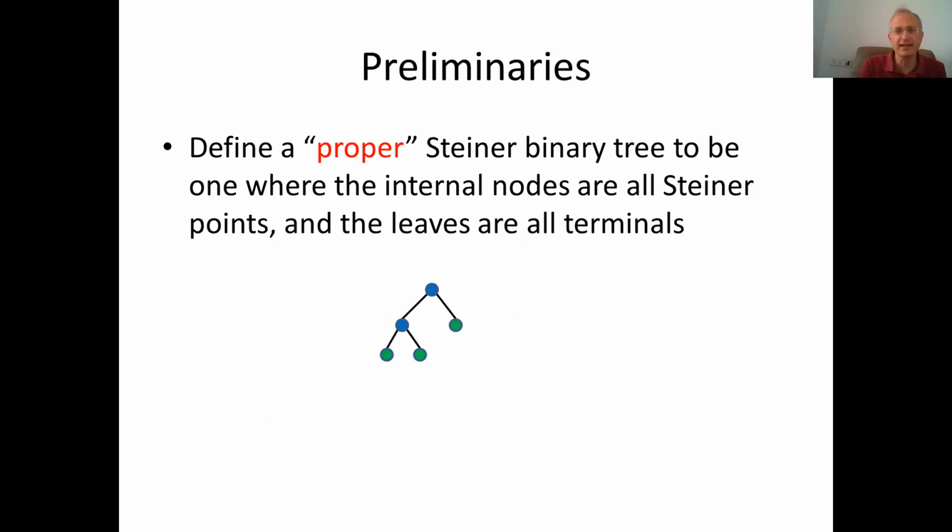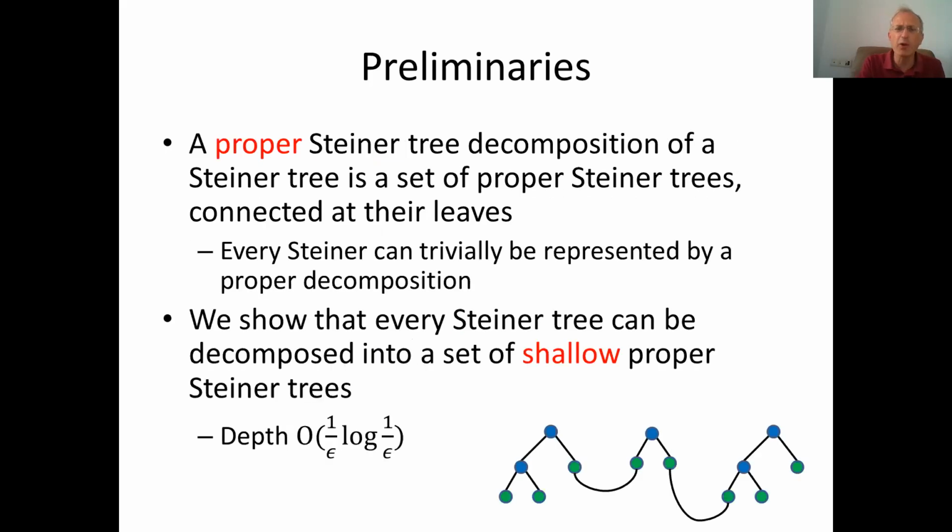And that's the following. Let's define a proper Steiner binary tree to be one where the internal nodes are all Steiner points, so here they're blue, and the leaves are all terminals. Now, a proper Steiner tree decomposition of a Steiner tree is a set of proper binary Steiner trees connected at their leaves, like in this picture. So you have these three proper Steiner trees connected at their leaves, and that's the way that we view the original Steiner tree.